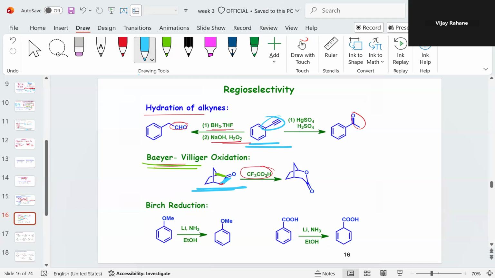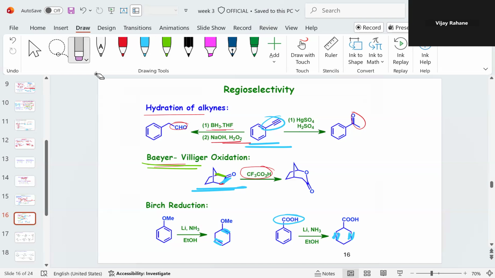So whenever an electron donating group is there, you have to keep in mind that this double bond will come in addition to that group, and the other group will obviously be on the opposite side. And when there is an electron withdrawing group, like this one, an acid, it will always be like this, parallel.